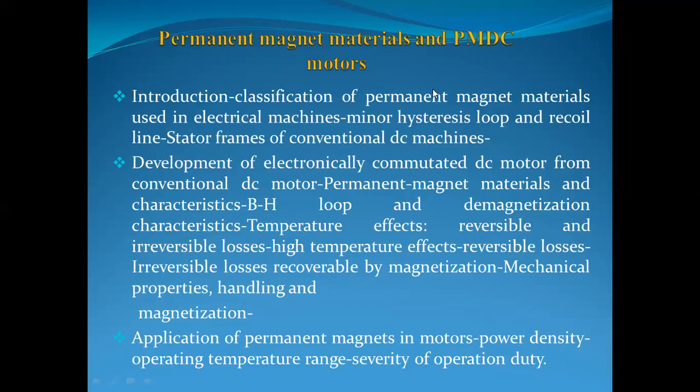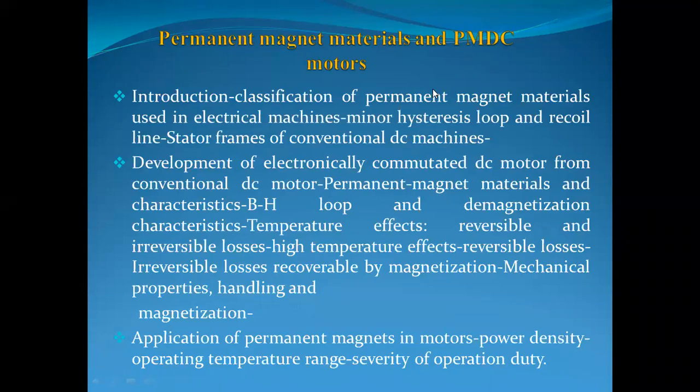The difference between a conventional DC motor and a PMDC motor is only the field system now. The field system is replaced with permanent magnets. You have observed normal magnets, these are the permanent magnets, with north pole and south pole placed within the field of that particular motor. In this unit, we will discuss permanent magnet materials and also the PMDC motors.